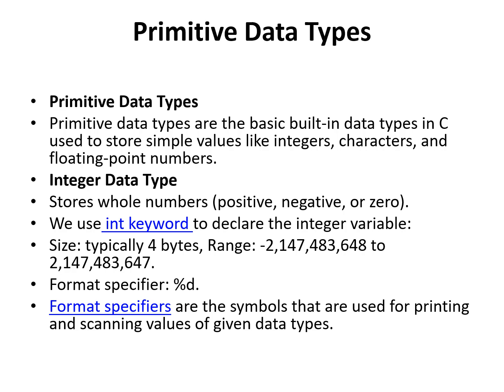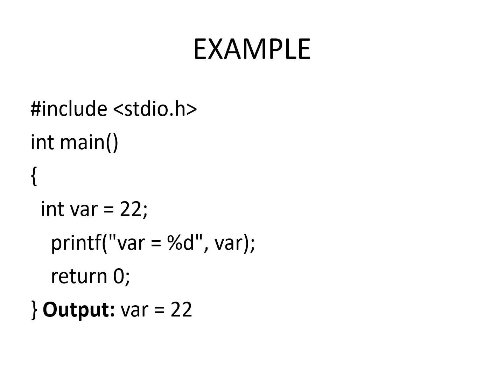The format specifier for integer data types is %d. What is meant by a format specifier? Format specifiers are symbols that are used for printing and scanning values of the given data types. Let us see one example.